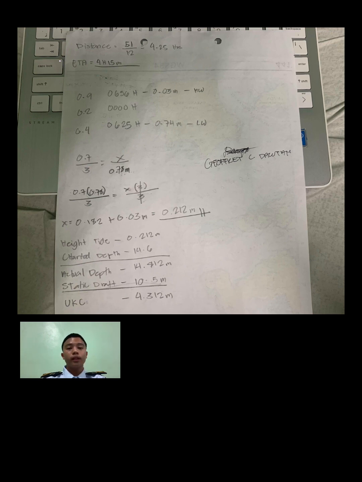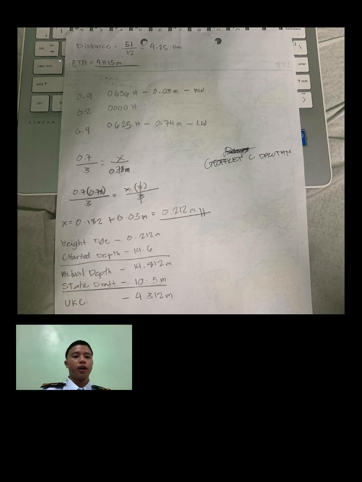To get the actual depth, we need to add the height of tide and the charted depth. So we get 14.812 meters. And our static draft is 10.5 meters. To get the UKC, we need to subtract the static draft from the actual depth. So our UKC is 4.312 meters.